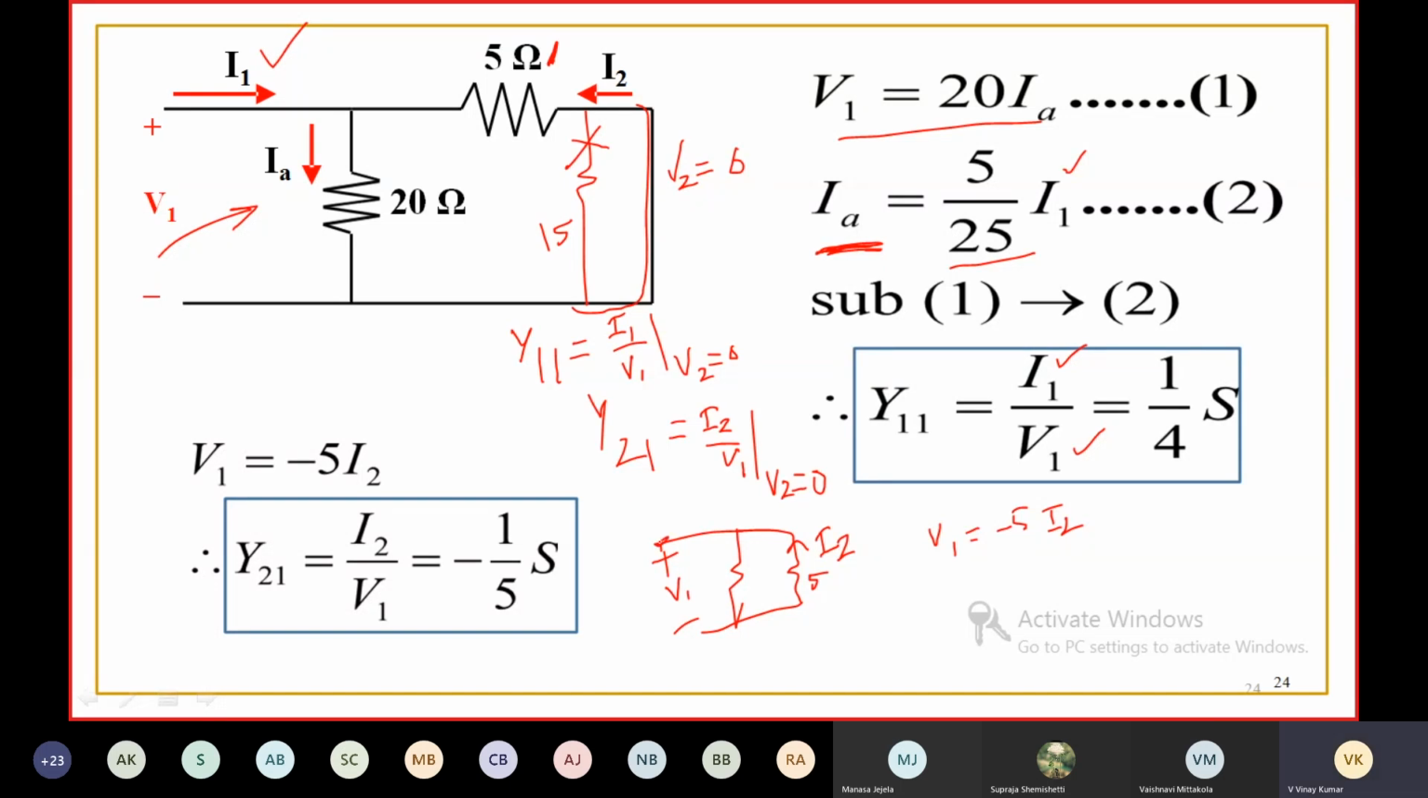Here, the voltage at this point with respect to this point is equal to minus 5 I2, because I2 is flowing in this direction. Then the current which is flowing in this direction would be minus I2. Then V1 is equal to minus I2 into 5. Then you can get the ratio of I2 to V1 is equal to minus 1 by 5 Siemens or mhos.